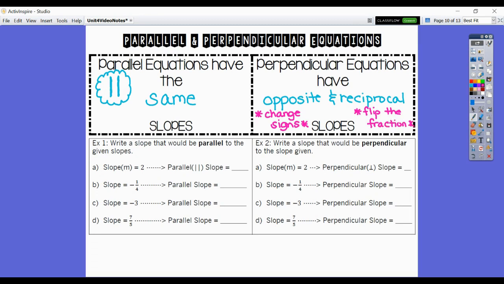The symbol for perpendicular is going to be an upside down T. That's what our two lines are going to look like, meeting perfectly at a 90-degree angle.